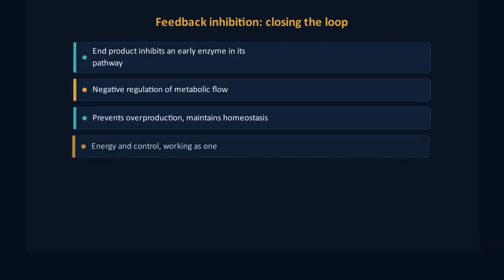Allosteric control reaches its most elegant form in feedback inhibition. Imagine a metabolic pathway, a chain of reactions that builds a final end product. In feedback inhibition, that end product inhibits an enzyme early in the pathway. As the product accumulates, it reaches back and shuts down its own production. This is a form of negative regulation that controls the flow of metabolism, and its purpose is clear: it helps maintain homeostasis by preventing the overproduction of metabolites. The cell makes exactly what it needs and no more.